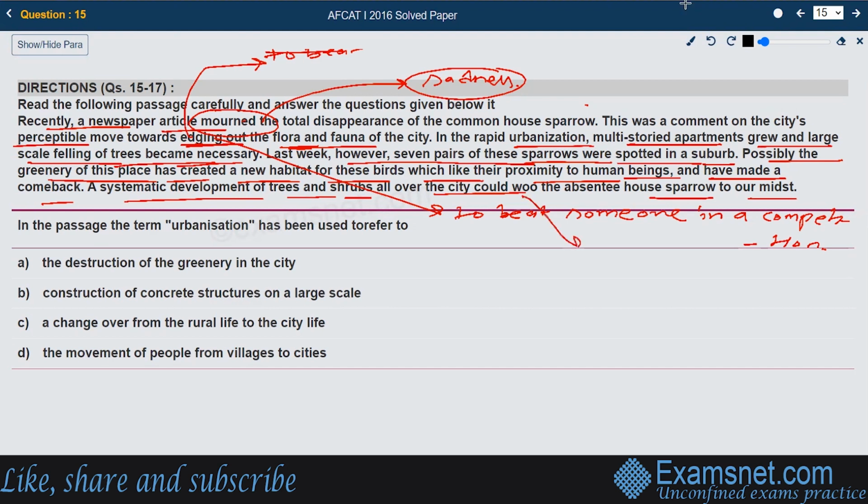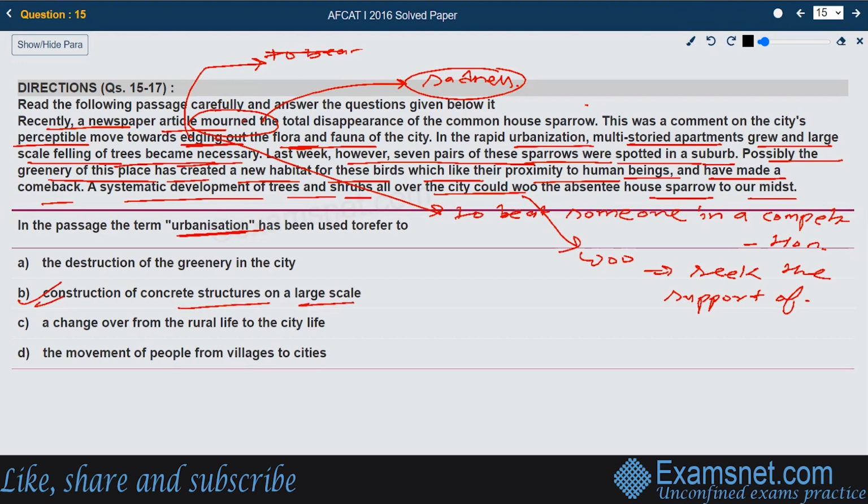The word woo is a different one. The word woo means here seek the support of. Okay. So let us go for the question. In the passage, the term urbanization has been used to refer to. Urbanization is something related to construction in the city, construction of buildings and all. So the right answer is option B.